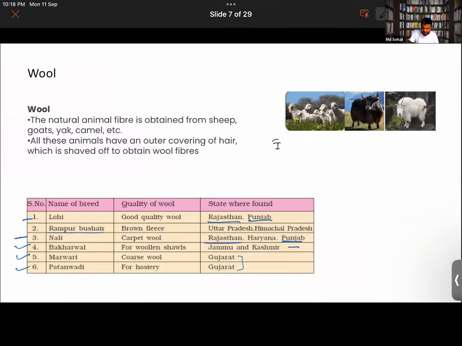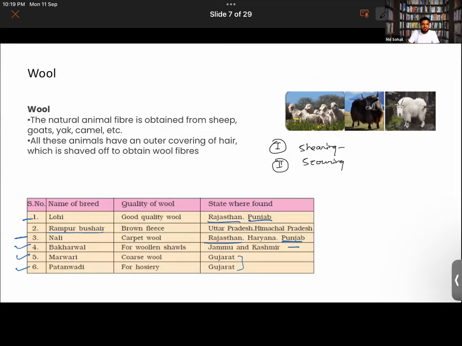So the first step involved in it is the step of shearing. In the step of shearing, the dead layer of skin is removed along with the hair. What was step number 2? That was scouring, in which the fleece is cleaned using a detergent or a soap. Earlier it was done manually, but nowadays it is done using a machine.